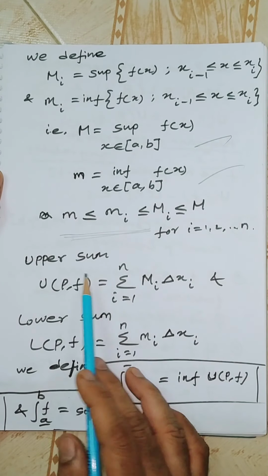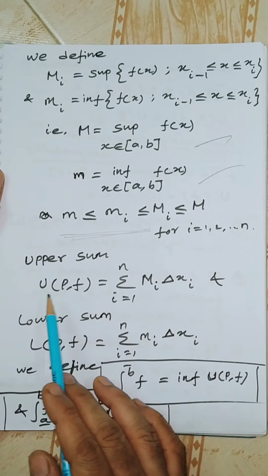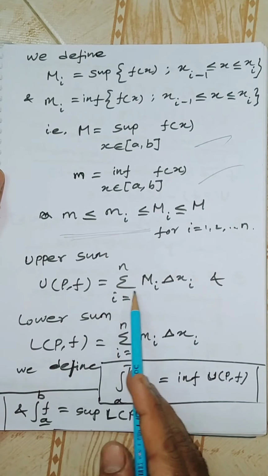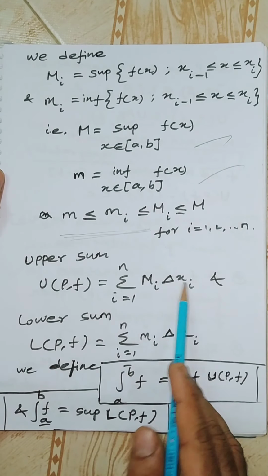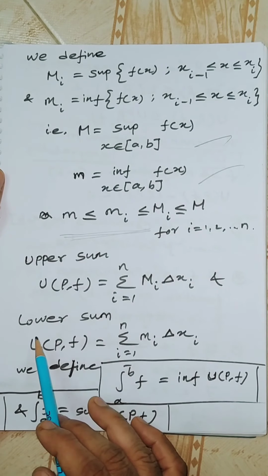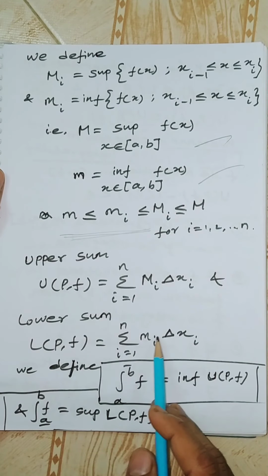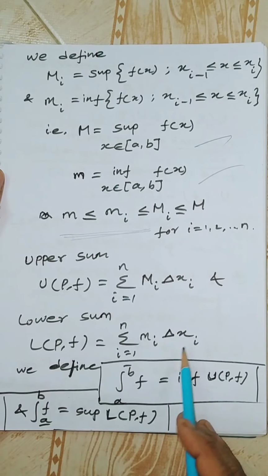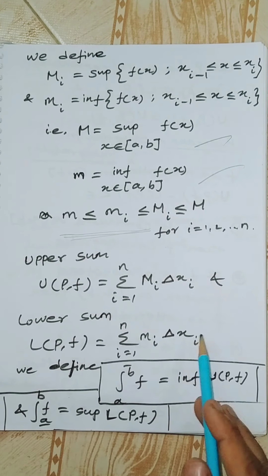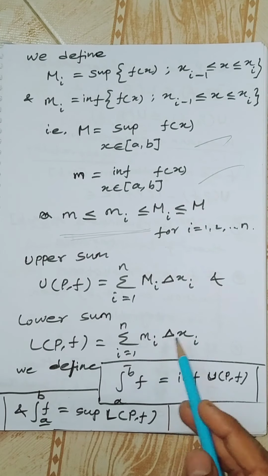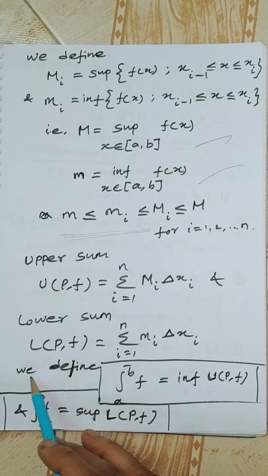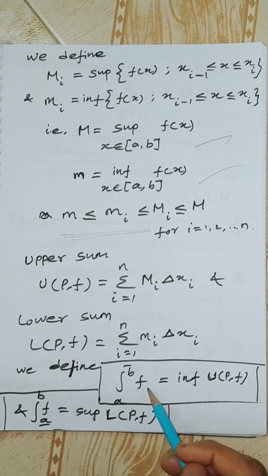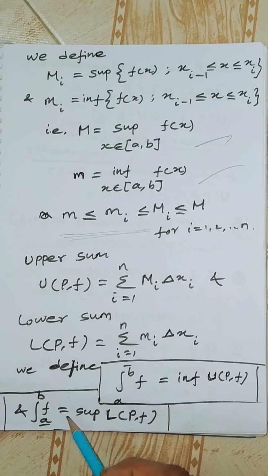Next, the upper sum is defined as the summation of capital Mi times the length of the particular interval. Then the lower sum L(P, f) is the summation of small mi times the difference of the interval, multiplied and summed. We define this as the upper integral and this as the lower integral, well known. Okay, clear? Please note this.